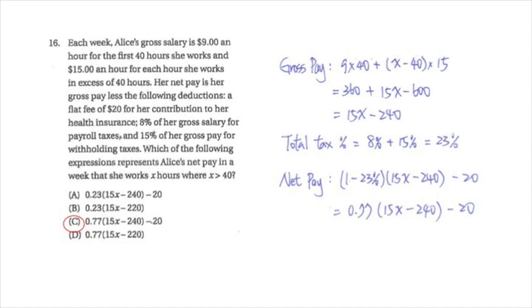The total tax percentage is 8% for payroll tax and 15% for withholding tax. So that's 8% plus 15% equals 23% in total. So the net pay is then 1 minus 23% times 15x minus 240, minus the $20 flat fee. And that will be 0.77 times (15x minus 240) minus 20.